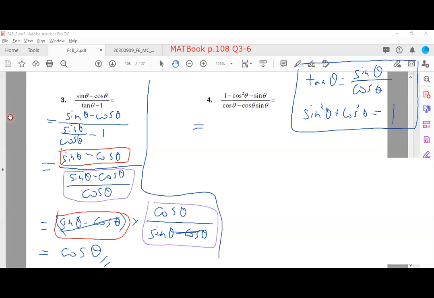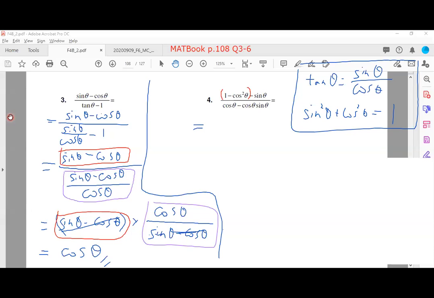Number 4. 1 minus cosine square theta minus sine theta divided by cosine theta minus cosine theta times sine theta. When you see there is no tangent here, we are not going to use the first identity. But can you see that there is a 1 minus cosine square theta here?